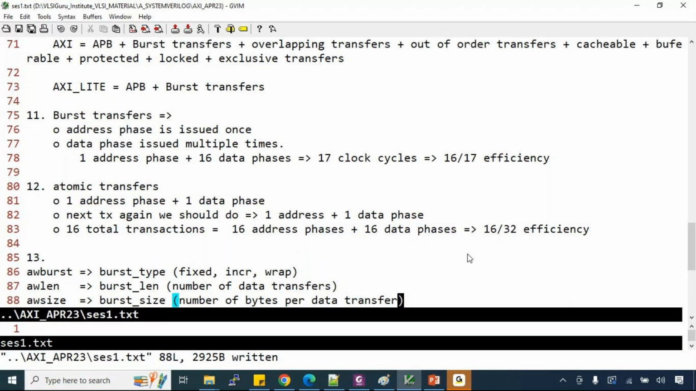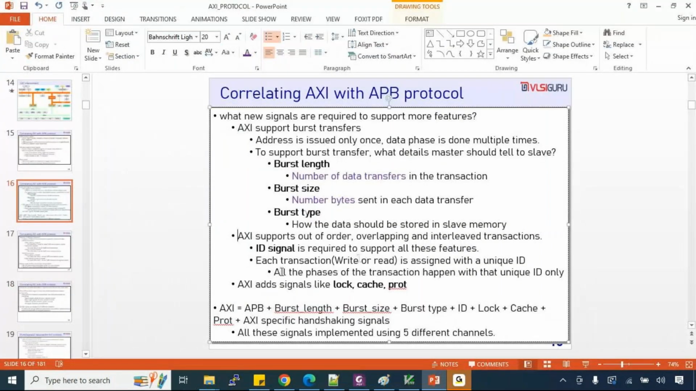What is that one concept? They use a concept of ID. At each stage, everything is identified with an identification mark. Okay, let's read that once. ID signal is required to support all these features. Each transaction is assigned a unique ID. All the phases of a transaction happen with that unique ID only.